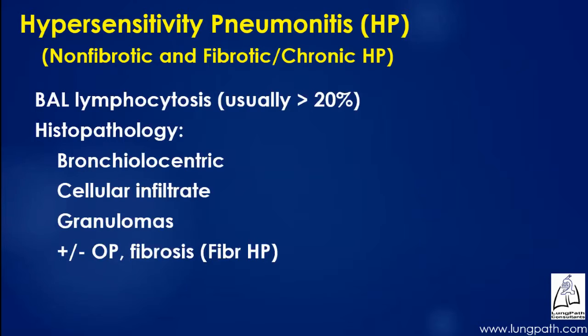Hypersensitivity pneumonitis, fibrotic and non-fibrotic types. This is one of those diseases where bronchoalveolar lavage may be important because it can show a lymphocytosis, usually over 20%, and that's a useful clue. In the US, not a lot of pathologists deal with BAL specimens looking for lymphocytosis, but in other parts of the world, this is an important study. We are dealing primarily with histopathology, and the histopathologic features of hypersensitivity pneumonitis can be summarized as bronchiolocentric. Remember, this is an inhalational process. There's a cellular reaction. There's a granulomatous reaction reflecting a type 3 hypersensitivity reaction, and then there may or may not be organizing pneumonia and some fibrosis.